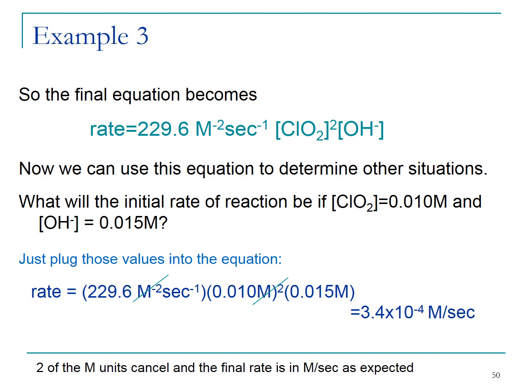Notice that k will cancel out 2 of the molars, and then we have 1 more left, and the second is in the denominator already.